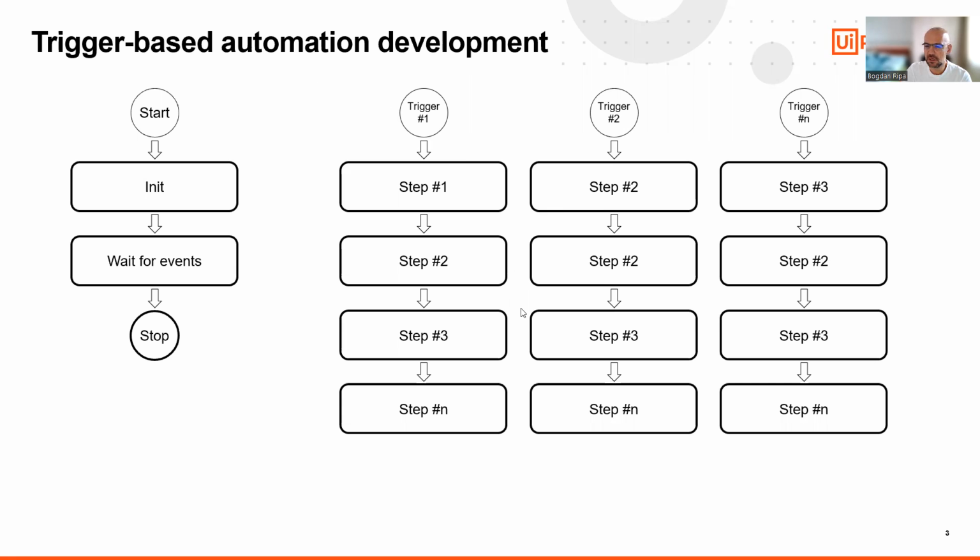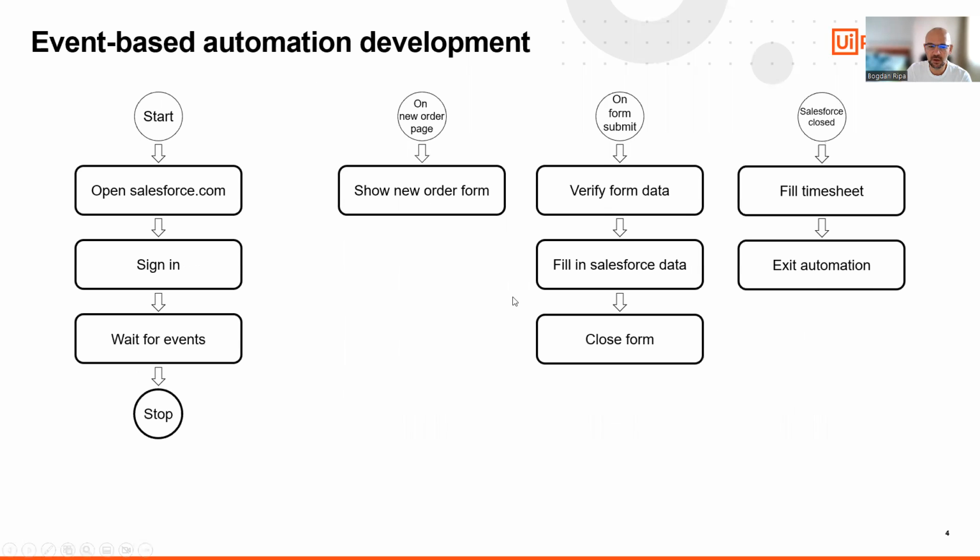Now let's look at a simple but real-world example. Let's say I'm building an event-based automation that, when it starts, opens Salesforce and signs me in automatically, and then waits for events to happen. One such event might be when I reach the new order page on Salesforce. This is where the automation is going to take over the user experience and show a new order form to the attended user.